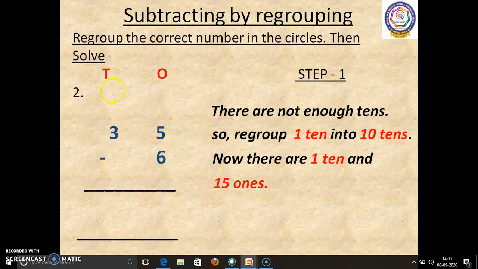In the second sum, we have 35 minus 6. In the ones place, 5 and 6 is there. There are not enough ones. Why? Because number 5 is smaller when compared to number 6. So, we have to regroup 1 ten into 10 ones. 3, before it 2. 2 we have to write in the circle. Now, there is 1 ten and 15 ones.